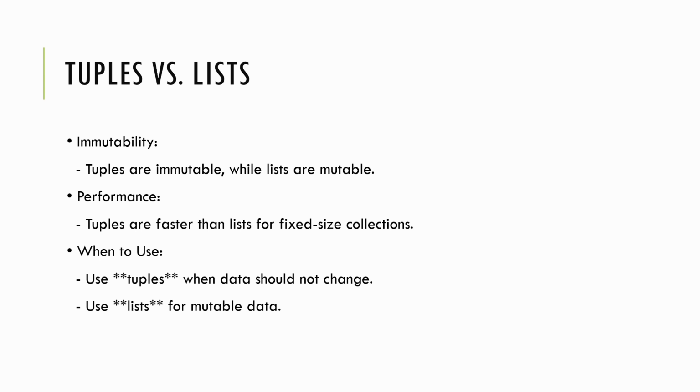Now let's compare tuples to lists. Tuples are immutable, meaning their contents cannot be changed after creation. On the other hand, lists are mutable and can be modified. In terms of performance, tuples are generally faster than lists, especially when used for fixed collections of data. So use tuples when you want to store data that should not change and lists when you need to modify the data.